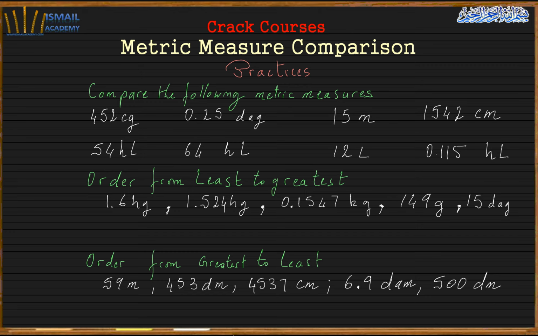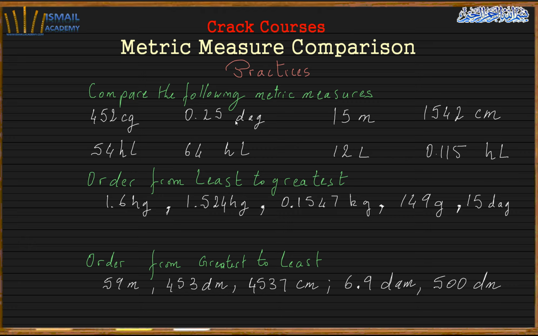So let's start the practice. First question, they ask us to compare the following metric measures. We start with the first one. Here I need to compare 452 centigram and 0.25 decagram.